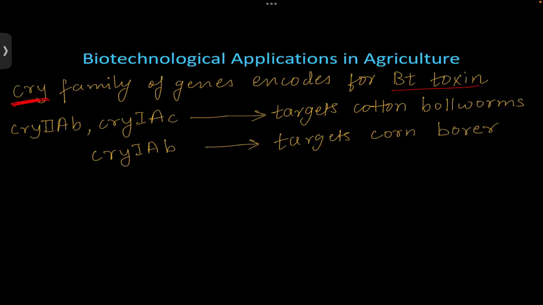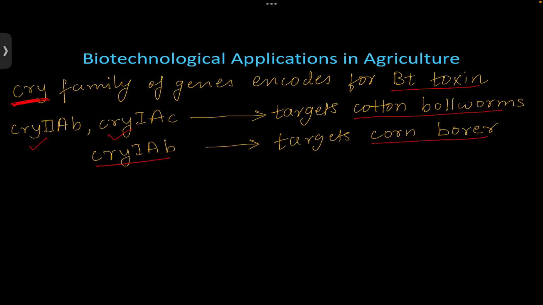So Cry is the name of the family of genes which encodes for the Bt toxin protein. For example, under this Cry family of genes, there is Cry2AB, Cry1AC. Now these two genes actually secrete Bt toxin that can kill cotton bollworms. The example I just gave. Similarly, there is a gene Cry2AB whose Bt toxin can kill the insect corn borer.